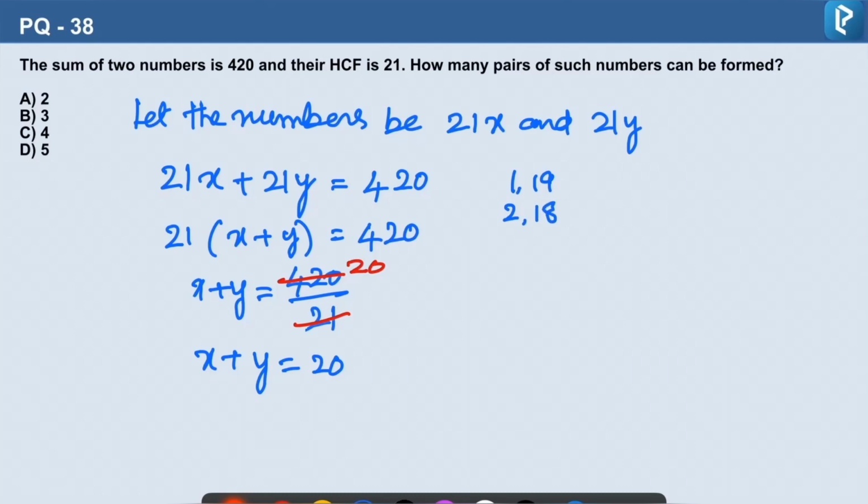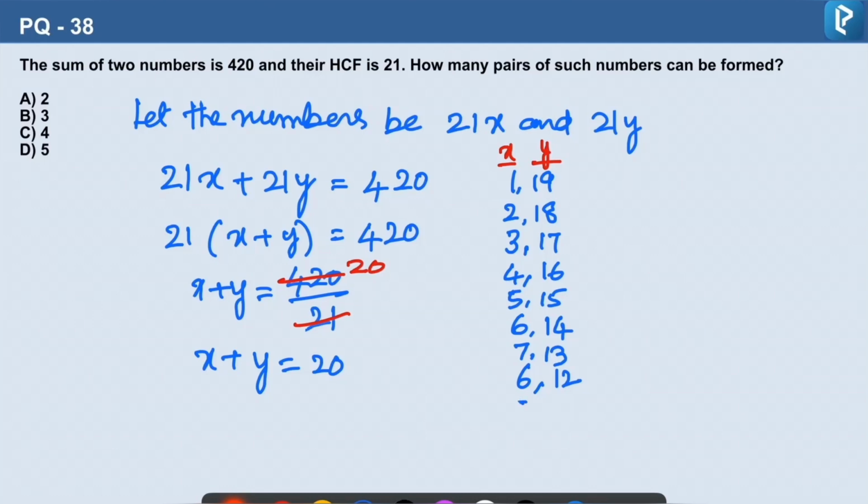x and y. So I will write here x and y. So 3 and 17. They can be 4 and 16. x and y can be 5 and 15. They can be 6 and 14. x and y can be 7 and 13.